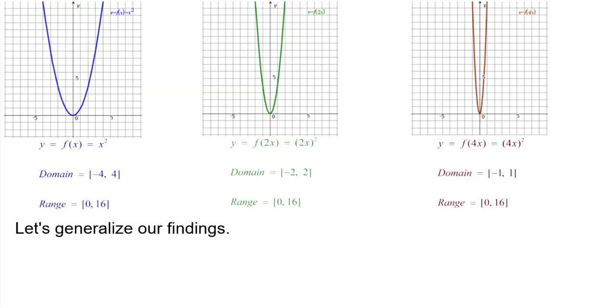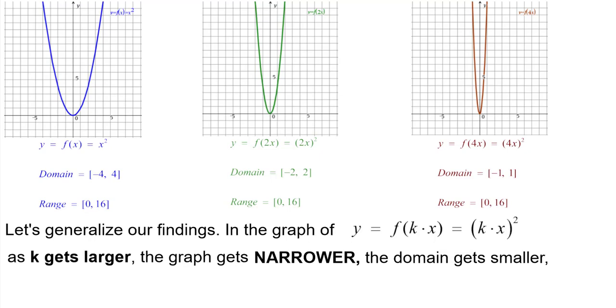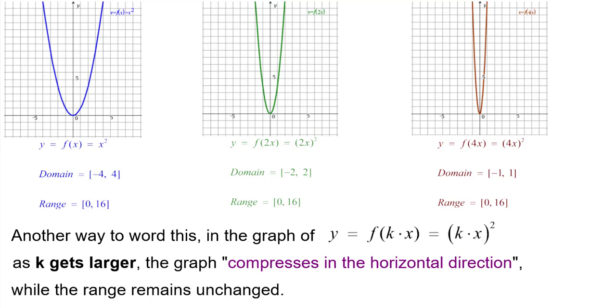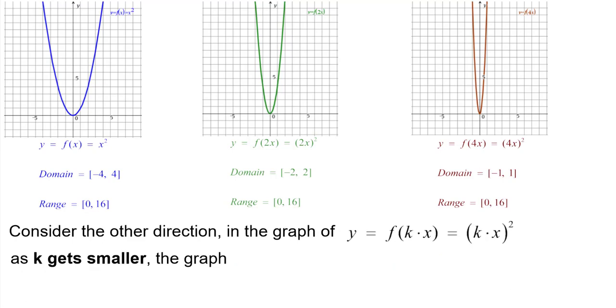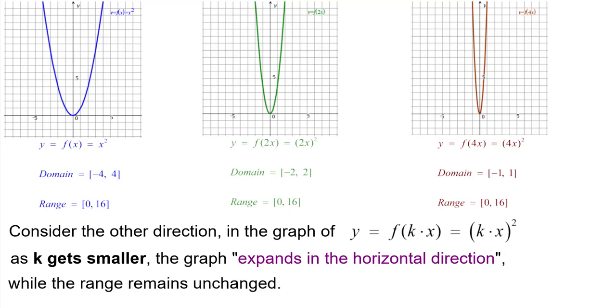Generalizing our findings as we did before, in the graph of y equals the quantity of k times x squared, as k gets larger, the graph gets, you guessed it, narrower, and the domain of this particular limited domain gets smaller, while the range remains unchanged. Another way to word this is, as k gets larger, the graph gets compressed in the horizontal direction. Range is unchanged. Going in the other direction, as we go from larger for k to smaller, the graph expands in the horizontal direction, gets wider in this case, as the range remains the same.